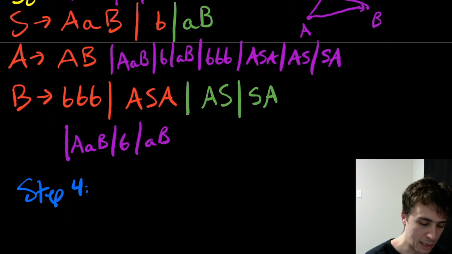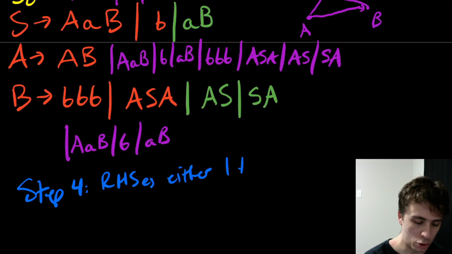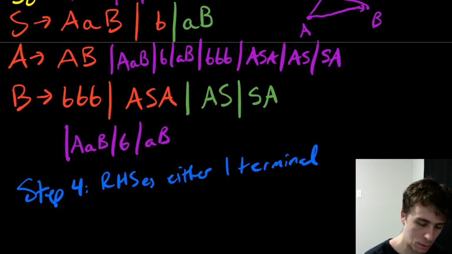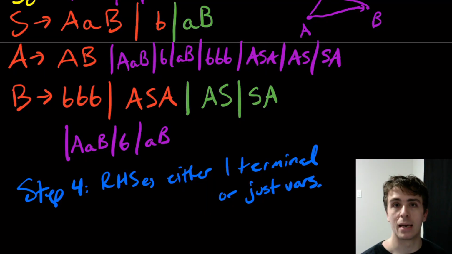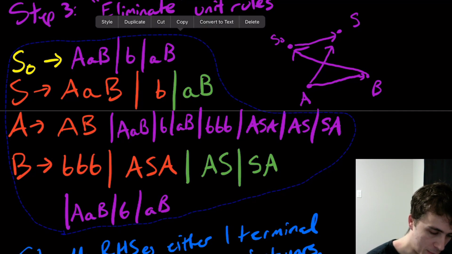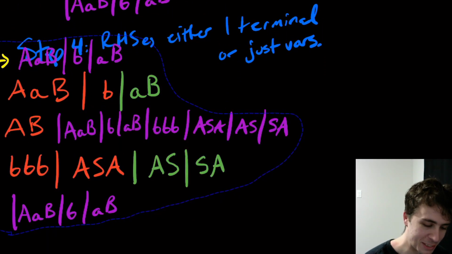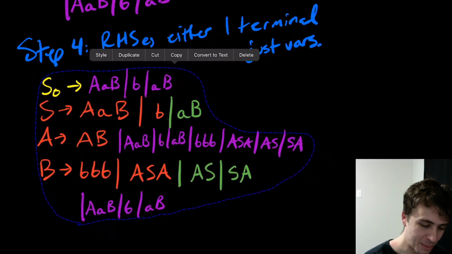Step 4 is to have right-hand sides either being one terminal or just variables. Instead of having a mix of right-hand sides, we're going to have either one terminal or a bunch of variables, and then get rid of the bunch of variables in the next step. So I'm going to copy this grammar down, and make it a little smaller so that it doesn't get ginormous.